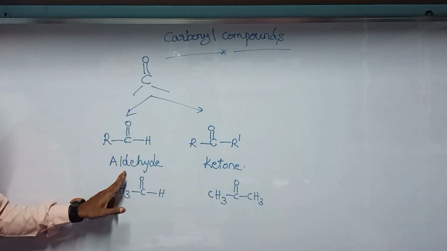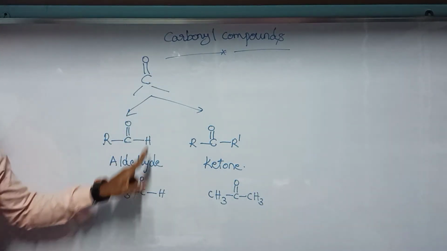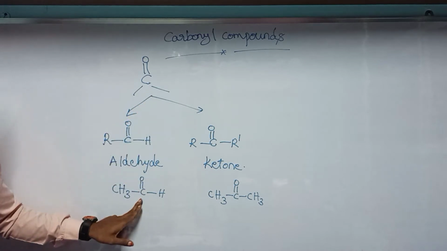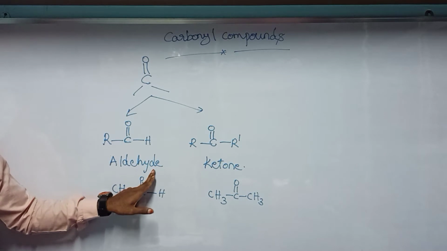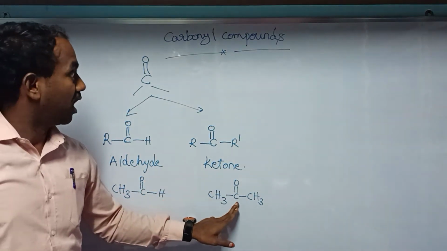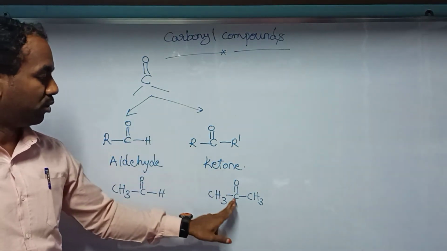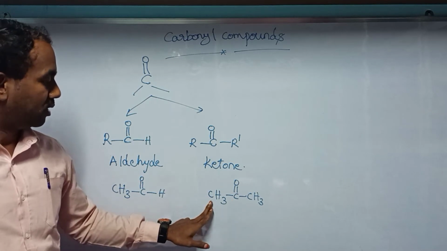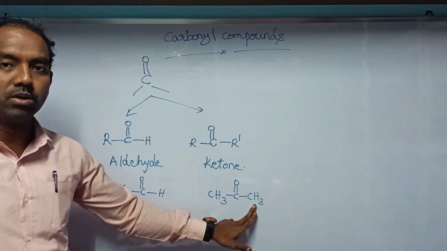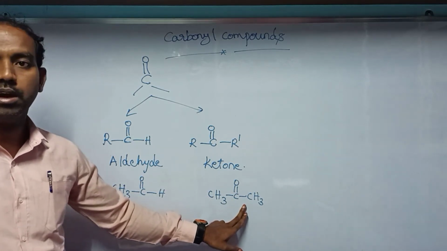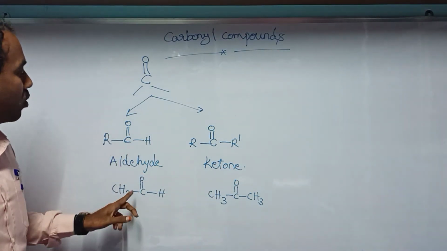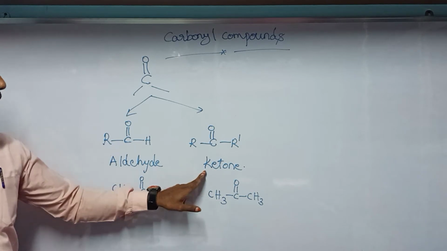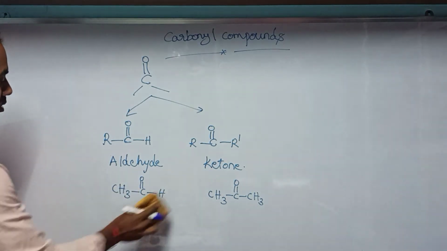So what we discussed here: if the carbonyl functional group, C double bond O, is connected on one side to carbon and on the other side to hydrogen, then it is an aldehyde. If it is connected on one side to an alkyl group and on the other side also to an alkyl group, then it is known as ketone. Next we'll see how to give the IUPAC nomenclature for aldehydes and ketones.